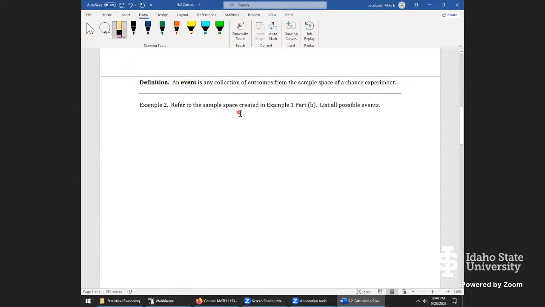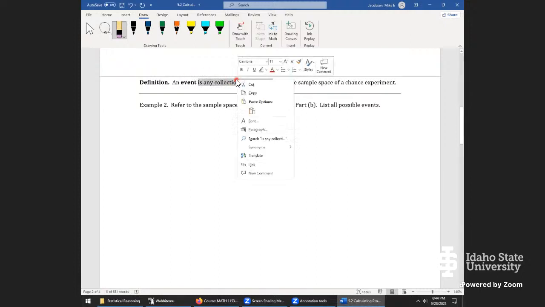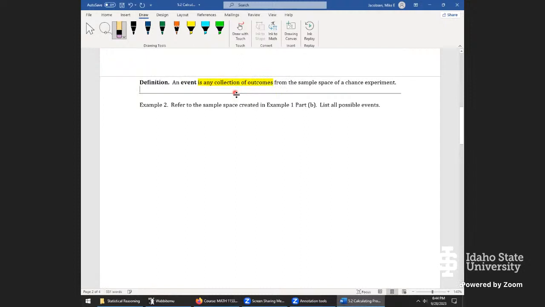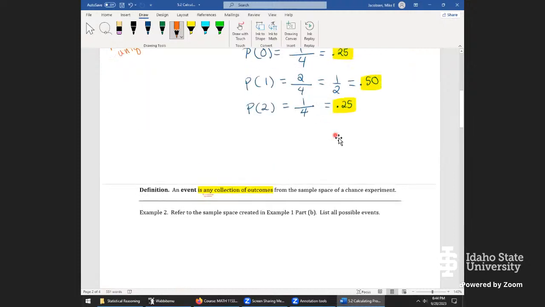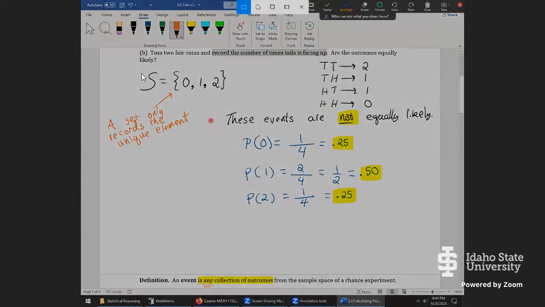An event is any collection of outcomes from the sample space of a chance experiment. And when they say any collection, they really truly mean any collection whatsoever. Or a more mathematical way to say it is any subset of the sample space itself is automatically an event. Well, that's a tough definition, and the best way to do it is we'll refer to something we've already created, a sample space ready to go. We'll use example 1, part B. So let me grab that sample space.